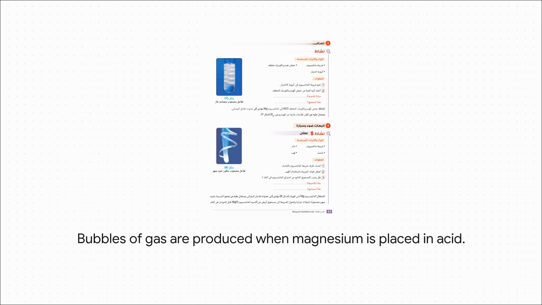Our third clue is the evolution of a gas. When this little strip of magnesium is dropped into acid, it starts fizzing like crazy. Those bubbles aren't because it's boiling. Oh no, that's hydrogen gas, a brand new substance being created right before your very eyes.